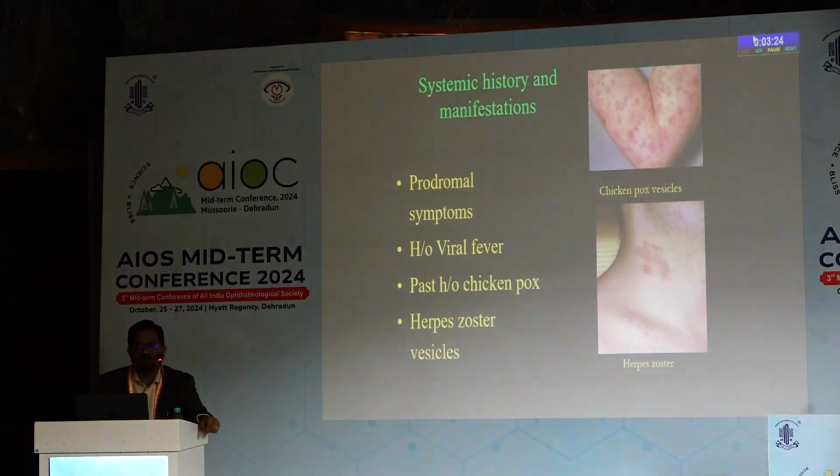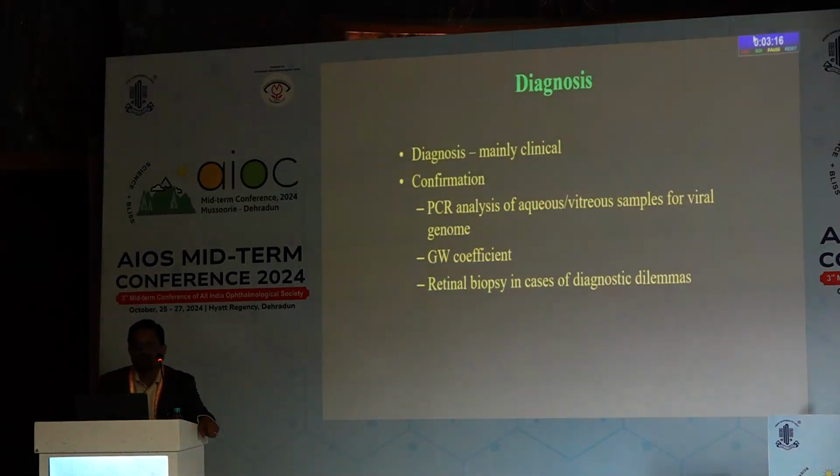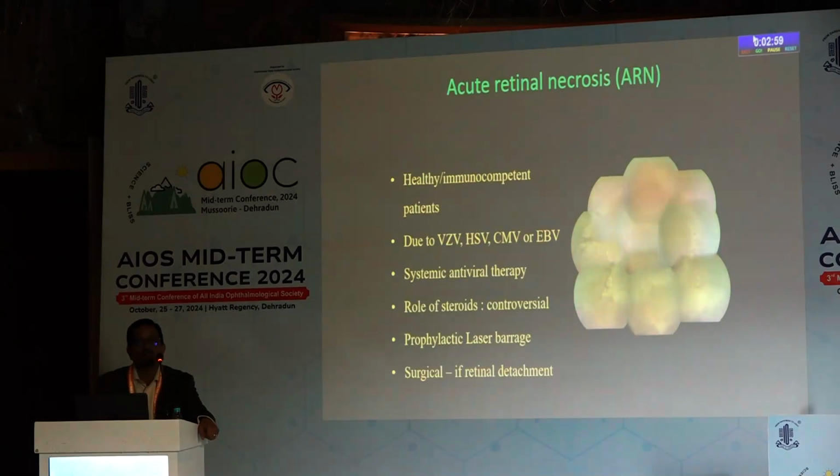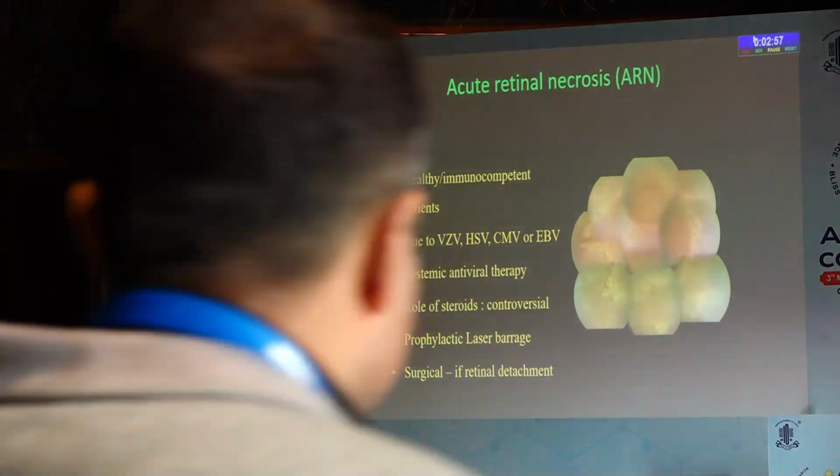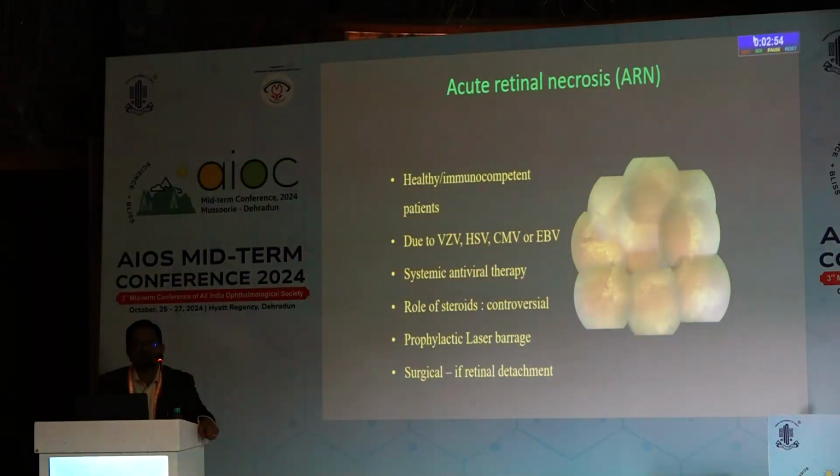Look for the prodromal features and the telltale signs of previous viral infection in the form of chickenpox vesicles or herpes zoster scars. The diagnosis is mainly clinical, but it can be confirmed by means of PCR from the aqueous or vitreous. If the Goldmann-Witmer coefficient is more than 3, it is diagnostic of ARN. Retinal biopsy is indicated in cases of diagnostic dilemma. The disease mainly affects immunocompetent people, and the most common cause of ARN is varicella zoster virus, followed by HSV, then CMV or EBV.